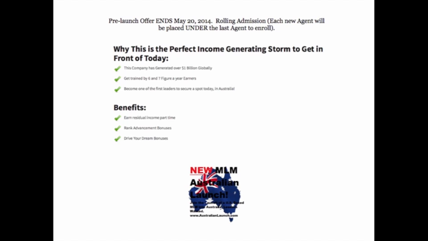Why this is the perfect income generating storm to get in front of today. So this company generated $1 billion globally. You'll get trained by 6 and 7 figure earners, become one of the first leaders in Australia, earn residual income, rank advanced bonuses, drive your dream bonuses. And there's a picture that I used in one of my ads on Facebook under that.